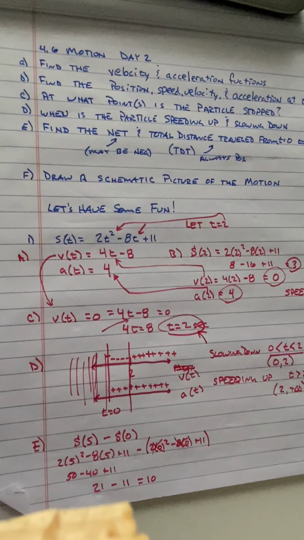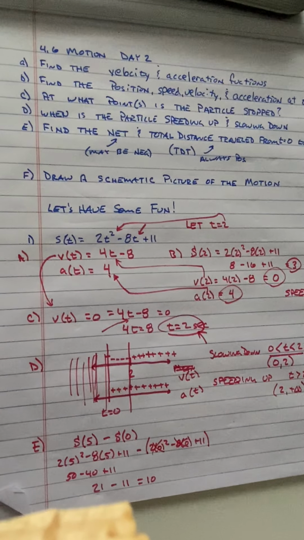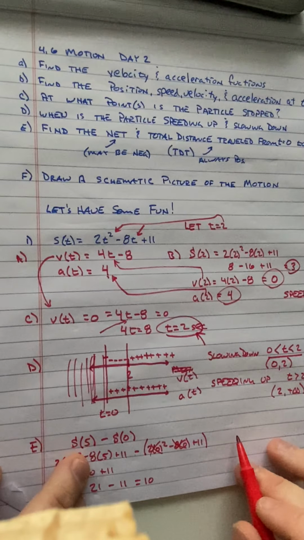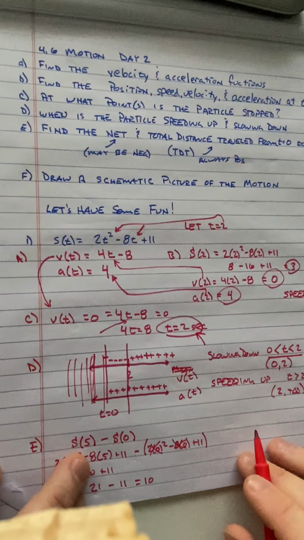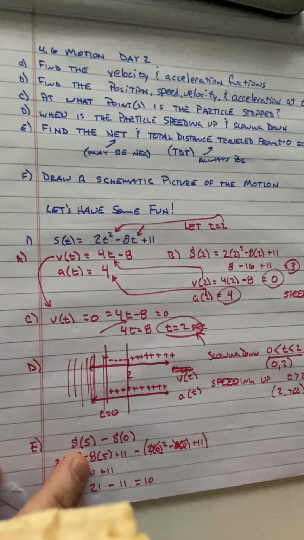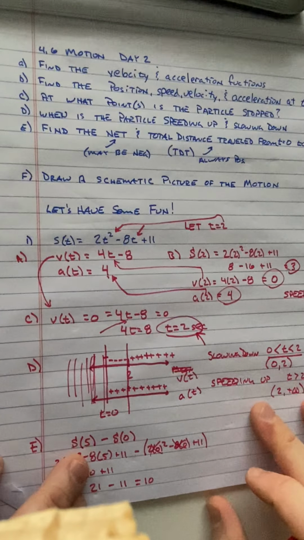Now let's find the total distance traveled. The total distance traveled is more complicated using algebra. And until we get to the next section, we're going to have to use algebra to find the total distance traveled. So for the total distance traveled from 0 to 5, I have to figure out how far it's traveled to the left and then take the absolute value of that distance. And then how far has it traveled to the right?